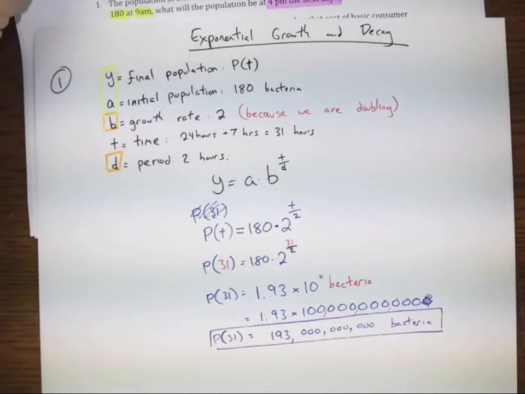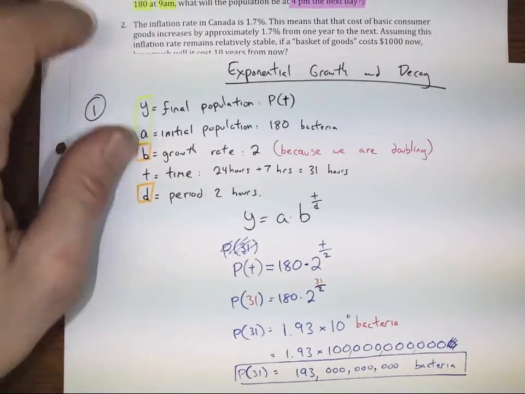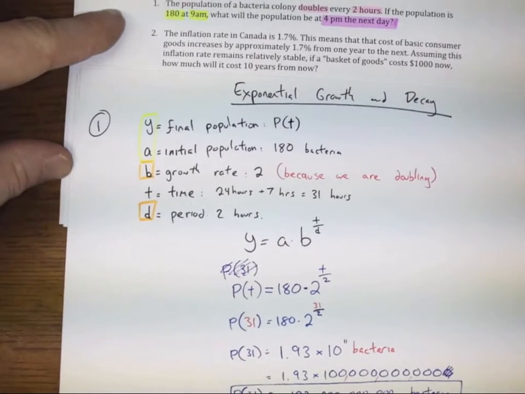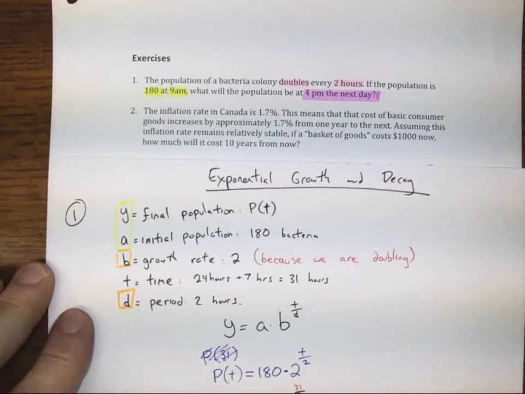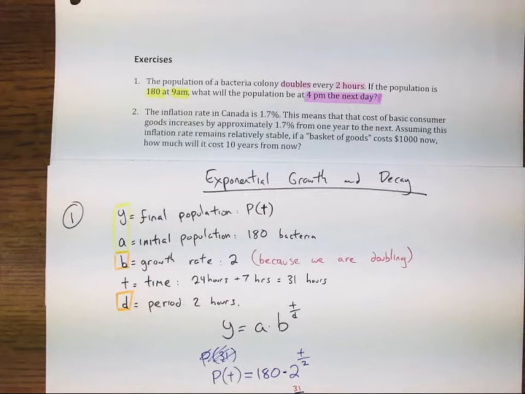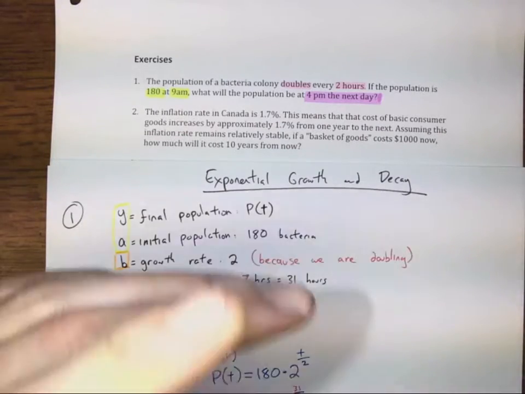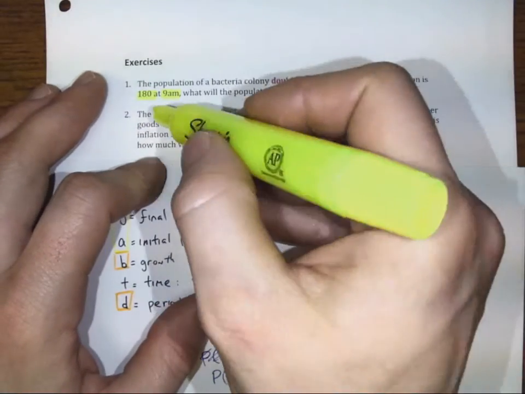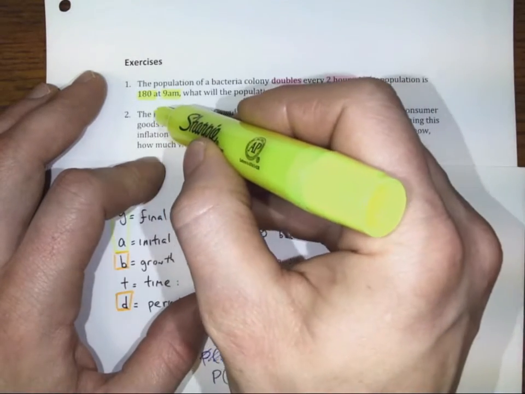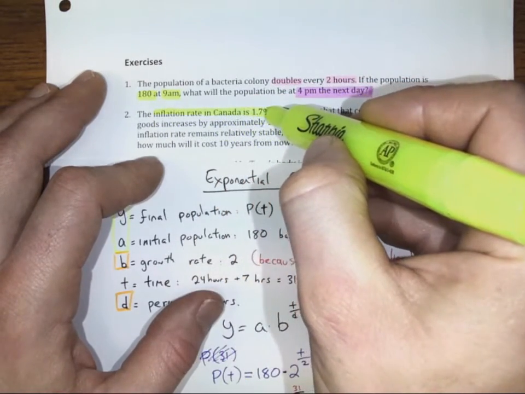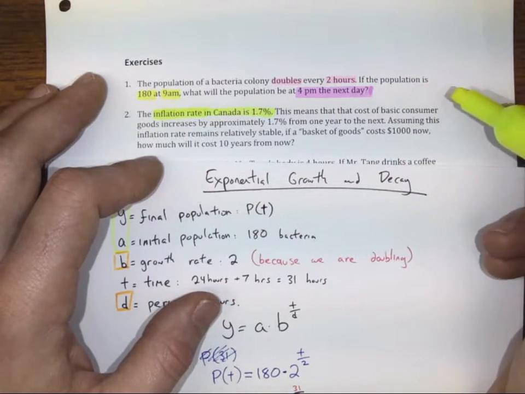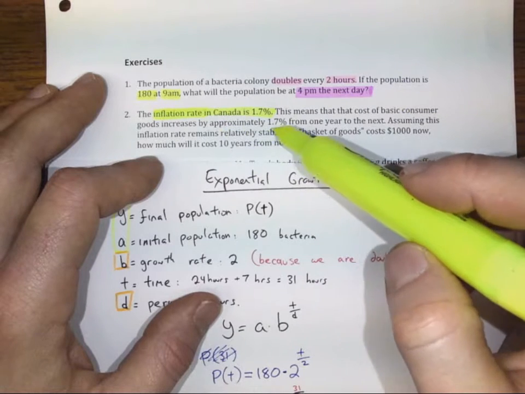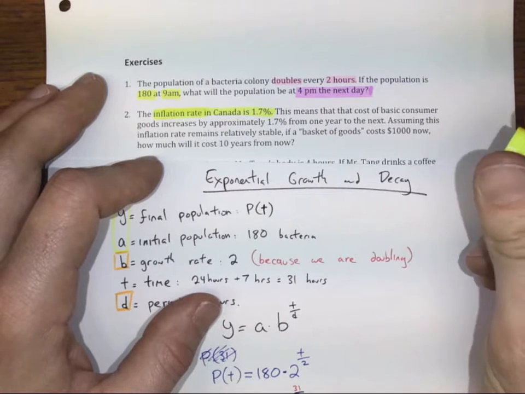Okay, moving on to question two. All right, this one looks a little bit heavier. Oh, great, a discussion about the inflation rate. I believe this came up in our discussion this week. So we've got an inflation rate, and that's about 1.7%. Inflation rate in Canada is 1.7%. That means that the cost of basic consumer goods increases by about 1.7% from one year to the next.